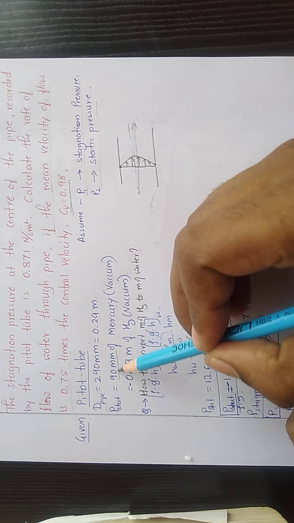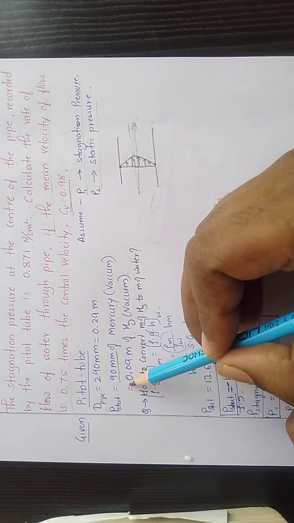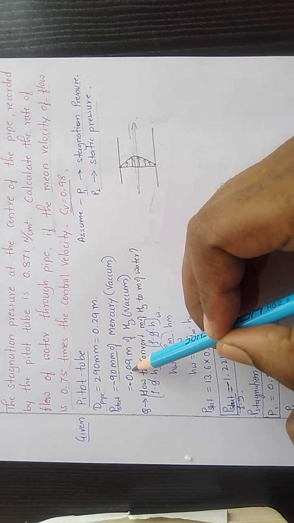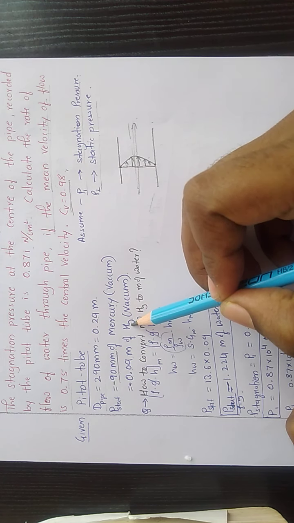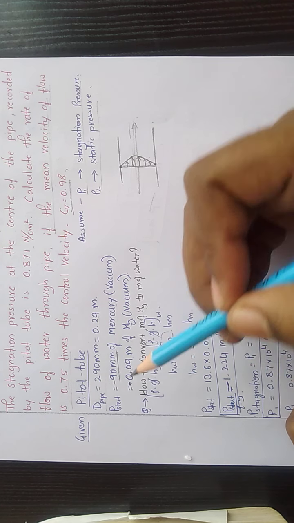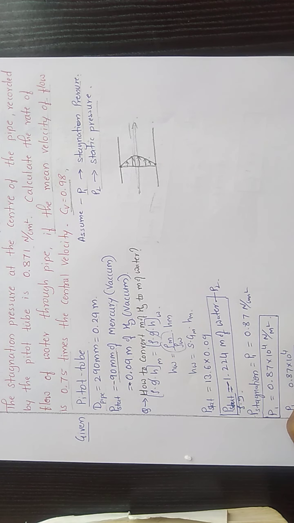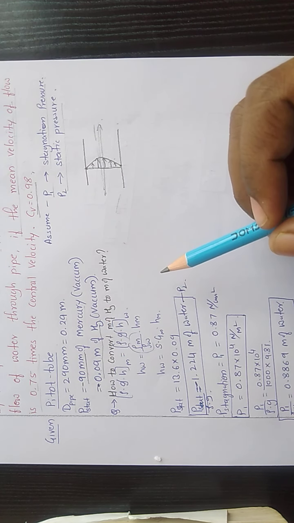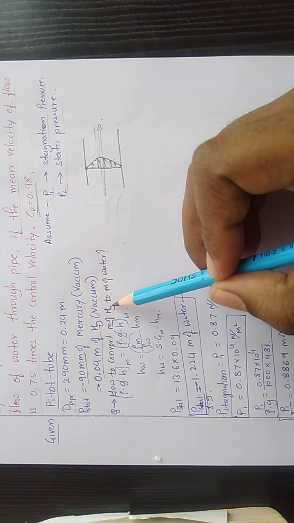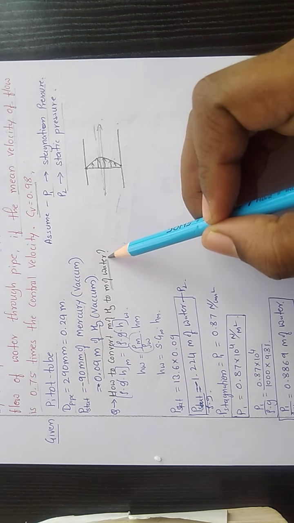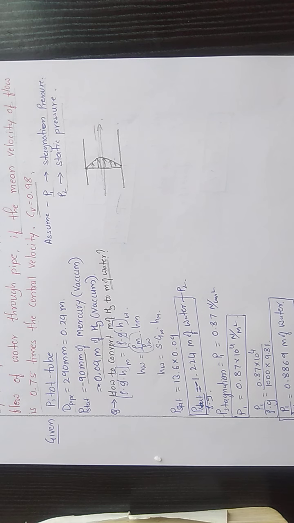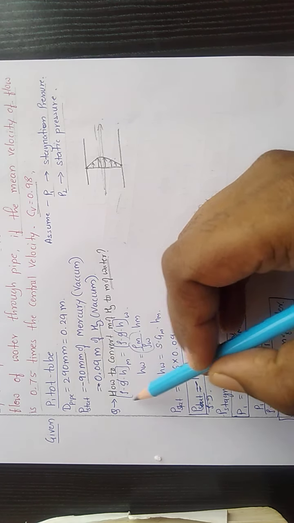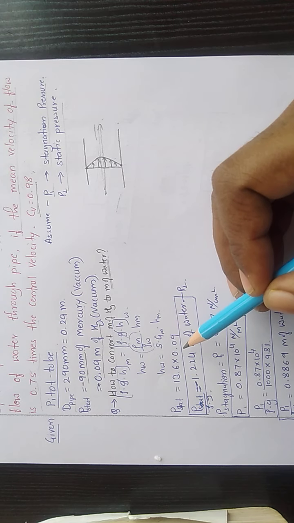Let us convert this 90 mm into meters. So it is minus 0.09 meter of mercury. It is a vacuum, that's why we have to add the negative sign here. Now, how to convert this 0.09 meter of mercury into meter of water? How to convert meter of mercury head into meter of water head? Already we have discussed this; I have just written it for reference purposes.